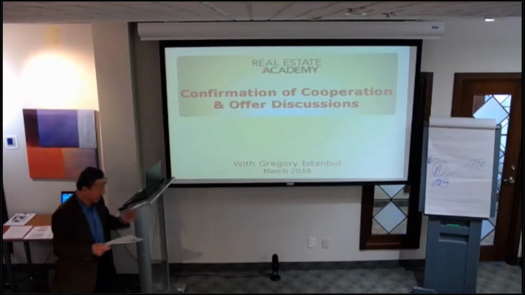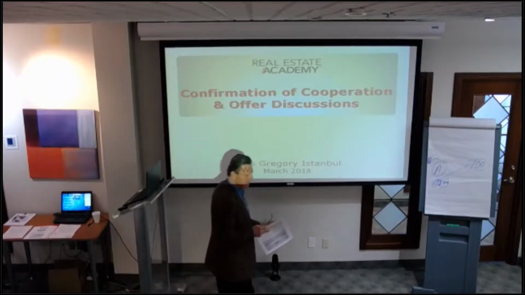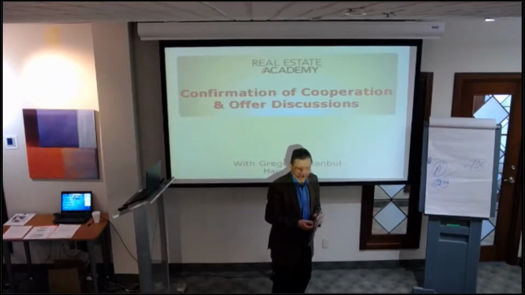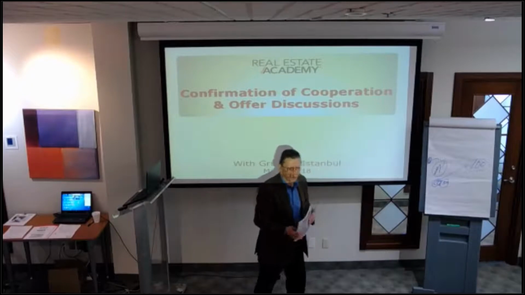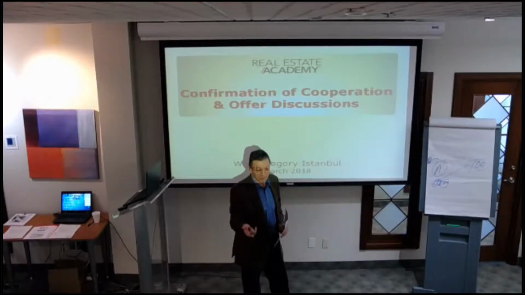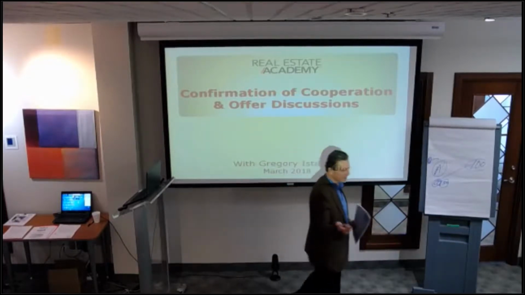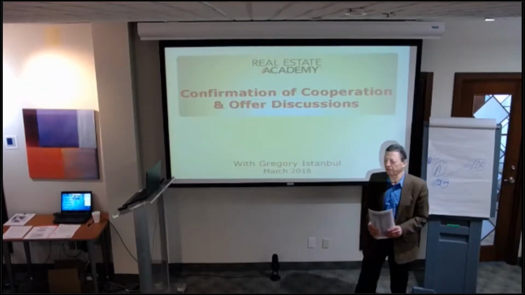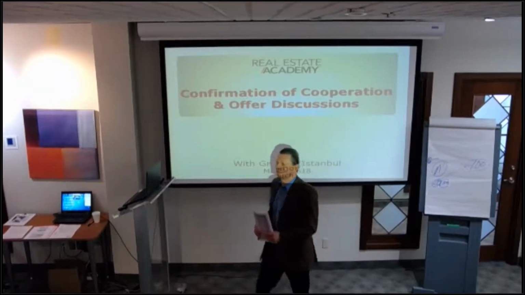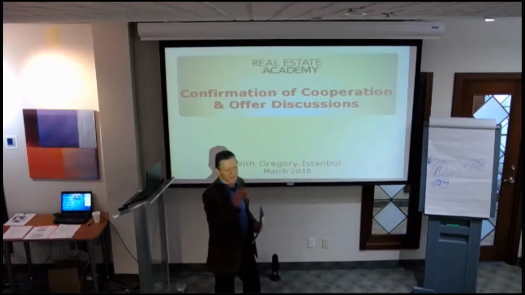Okay, the discussion today is confirmation of cooperation and representation. Now, what is it? Why do we use it for? What happens if we don't? And is it a very important paper? Does it have to be with the leases, or only for the condo, or only for the freehold? Should we have it all the time? Because these are all the questions.